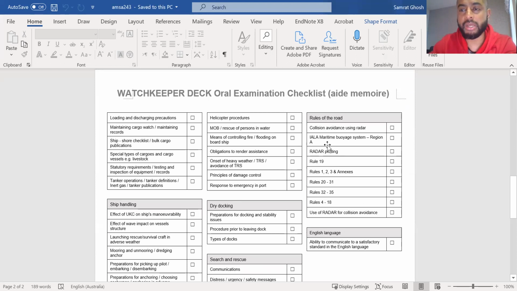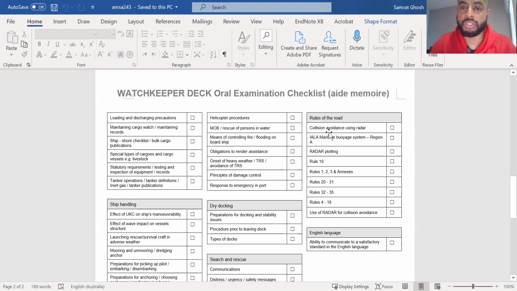Again, there are so many areas, and when you start studying for the oral examination, there is so much to study. The surveyor can pretty much ask you anything. And even when you see this checklist here, you might think that there is so much here. But remember, the idea here is to know a little bit about each of these areas. And then, of course, you have to specialize in certain areas.